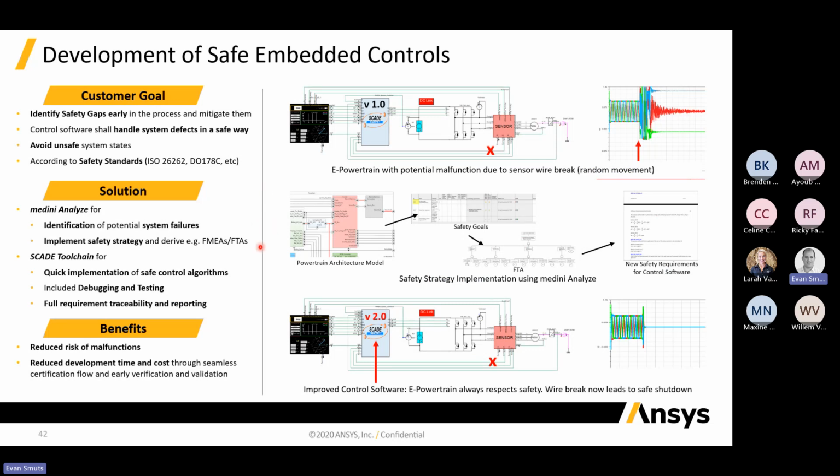Okay, so in this case here, we are actually using Medini Analyze, which is another Ansys product, to define the safety requirements for this particular system. So this could be a safety requirement that comes from either yourself or from your client. We define this as a goal and devise our fault tree analysis and all of our safety requirements around that. And that can be integrated then with SCADE to have much better operational requirements for our code. And then when we have the same breakage, we now find that there is a safe shutdown of the system.